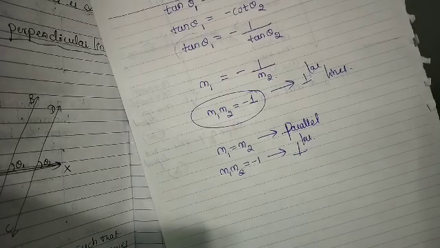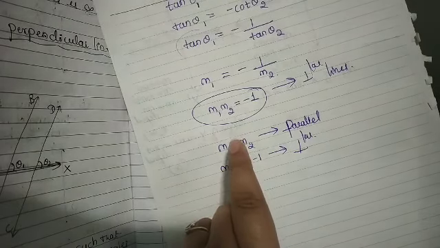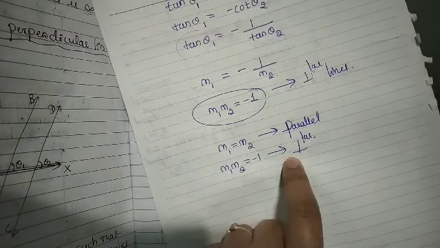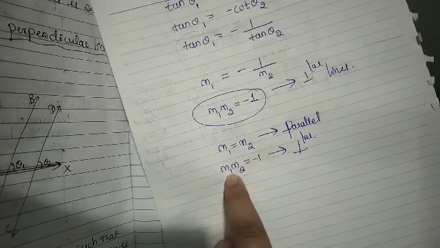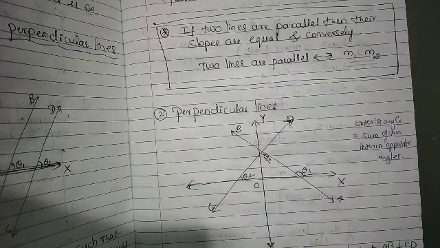What is the condition for parallel lines in terms of slopes? M1 equal to M2. What is the condition for perpendicular lines in terms of slopes? M1 into M2 is equal to -1. Conversely, if lines are parallel, slopes are equal. If lines are perpendicular, the product of slopes, that is M1 into M2, is equal to -1. Okay.